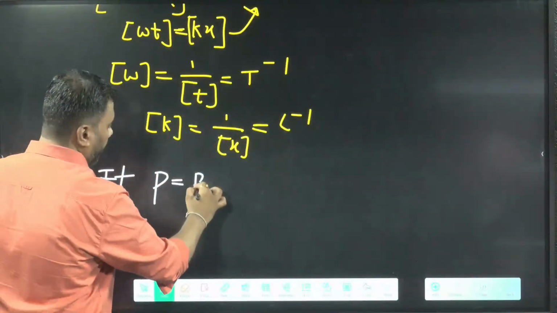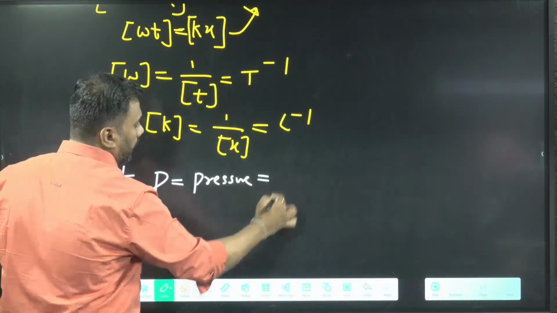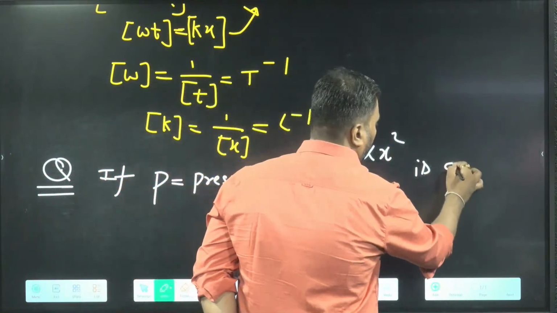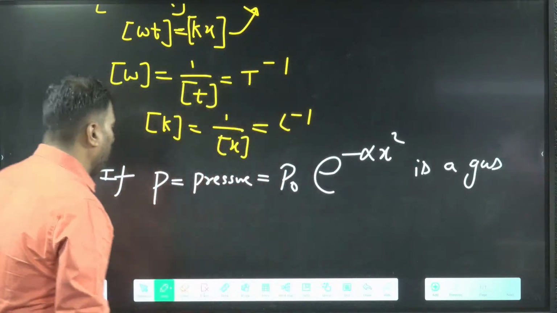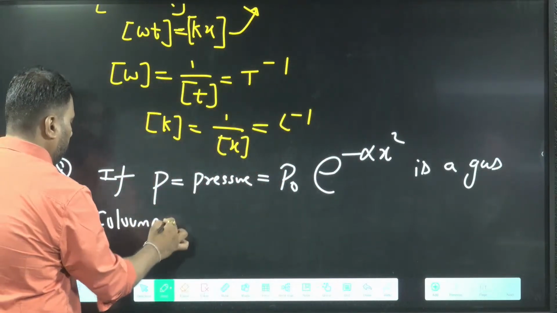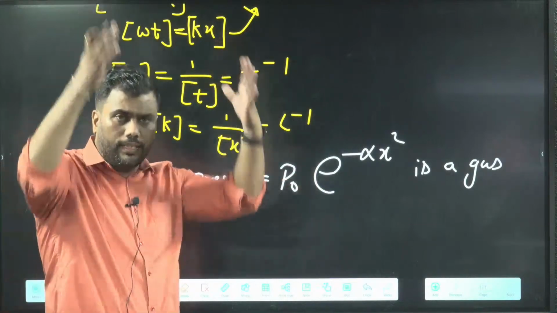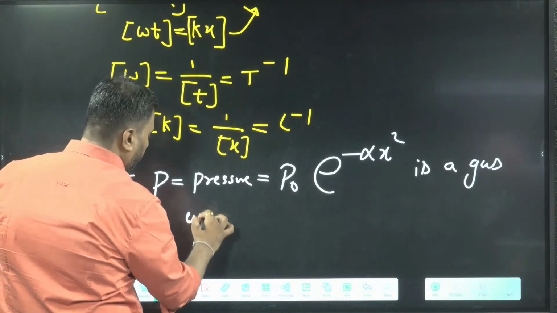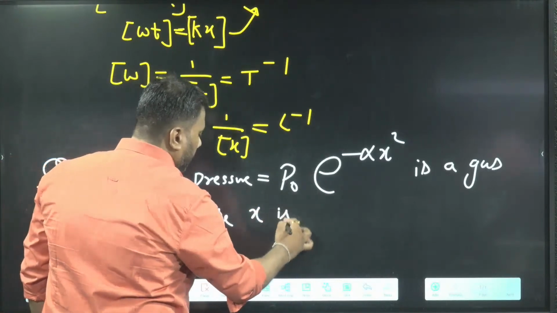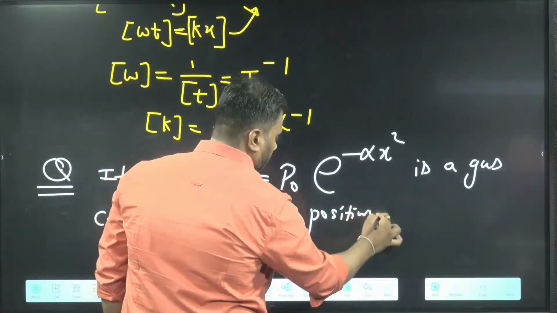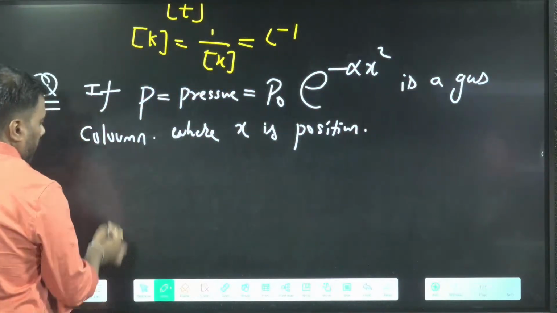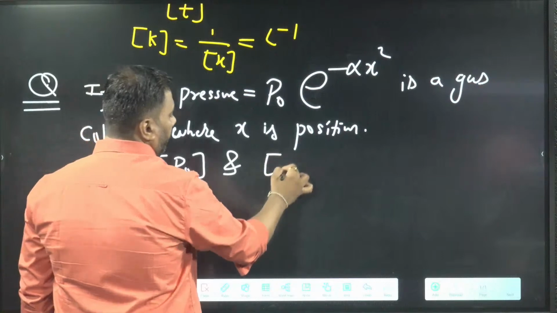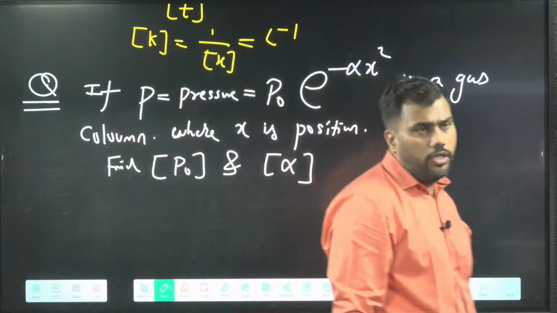If P, which is pressure in a gas column, is given by P naught e to the power minus alpha x square, where x is position, find dimensions of P naught and dimensions of alpha.